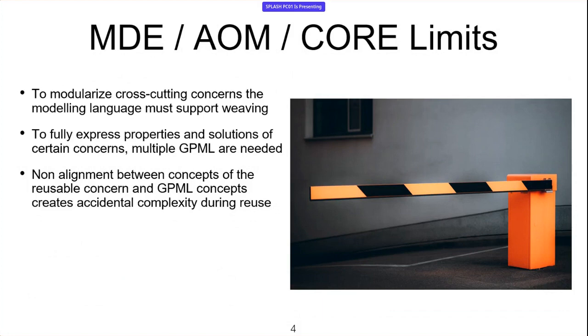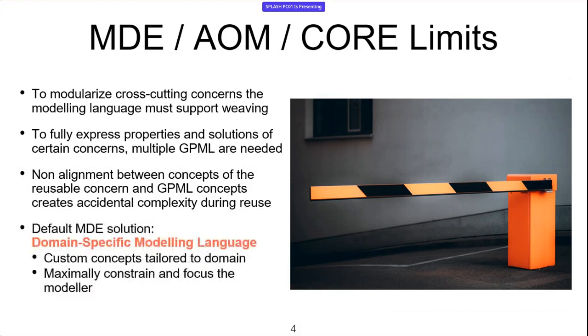So that is a problem. And the general solution, what we've been doing in the model-driven engineering world for a while, is whenever we have a specific problem and the general purpose modeling language doesn't fit that problem very well, we create a new language, a domain-specific modeling language, where we express the concepts that are tailored to the domain in the language itself, and then again, it allows the user to maximally focus on the properties that you want to express. So that's the general idea.